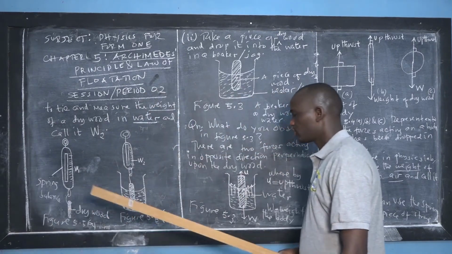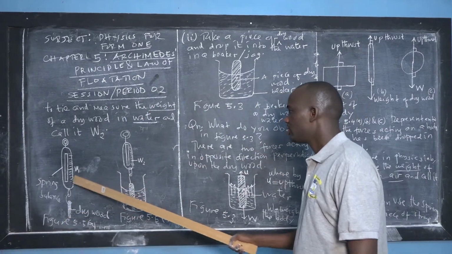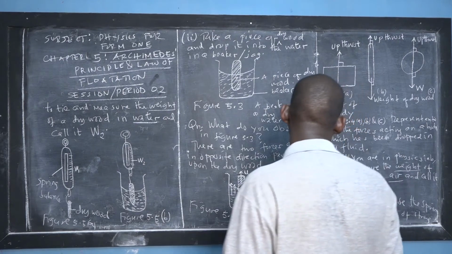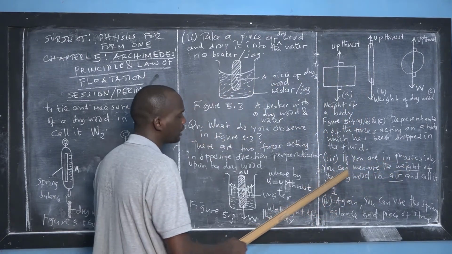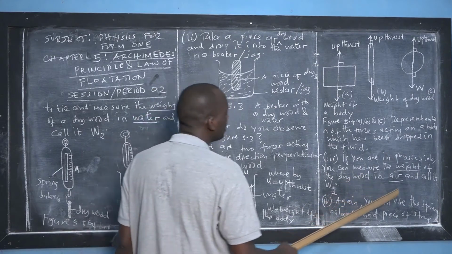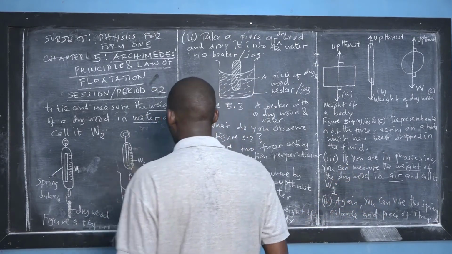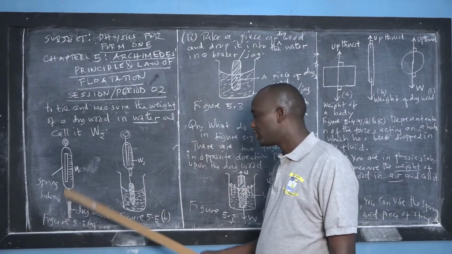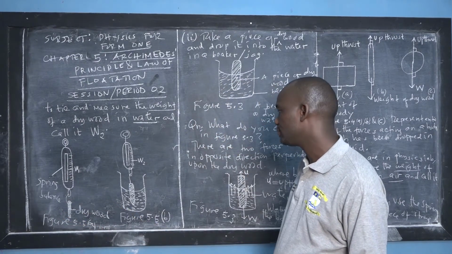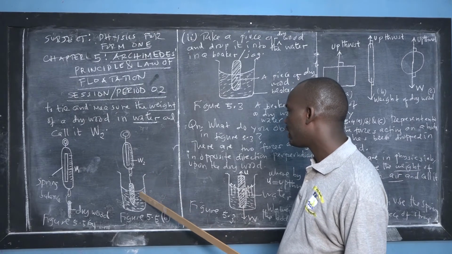So you see in this experiment that this is what I've explained earlier. If you are in the physics lab, you can measure the weight of the dry wood in air and call it weight 1, W1. This is what you have here. So this is the dry wood, and then we measure it in air. Then we go for the second experiment.